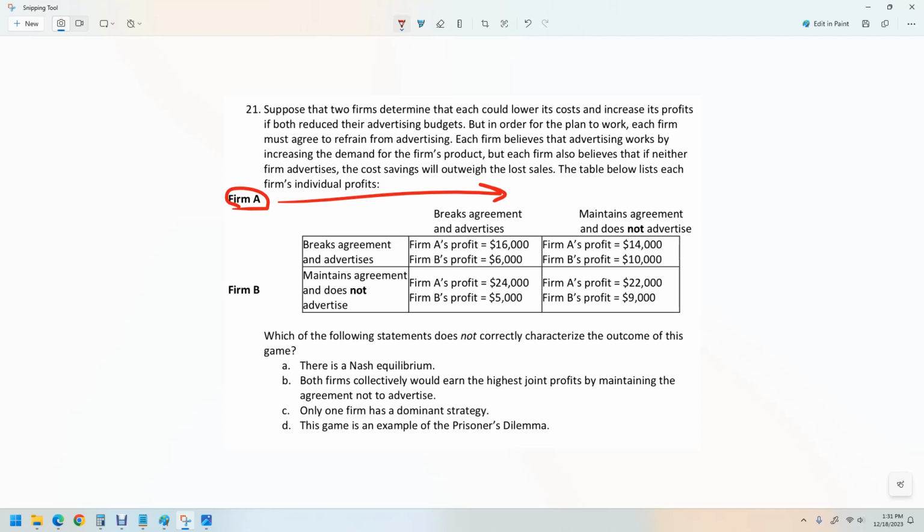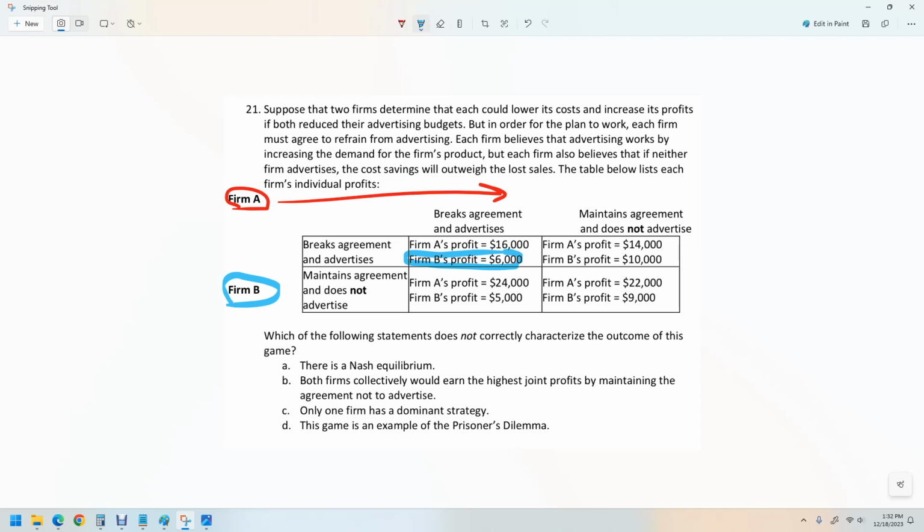So firm A has two strategies: break the agreement and advertise, or maintain the agreement and not advertise. And then firm B has the same deal. We'll make firm B blue: break the agreement and advertise, or maintain the agreement and not advertise. So let's say firm A decides to break the agreement and advertise. So we're looking at what firm B should do. Firm B is comparing this to this. Well, 6,000 is better, so firm B is going to break the agreement if firm A breaks the agreement. So you circle that. We know that's one of our choices.